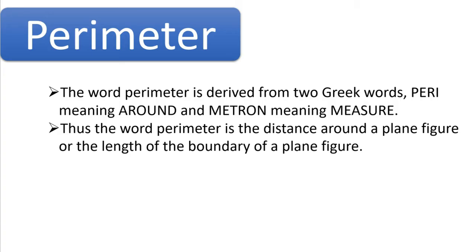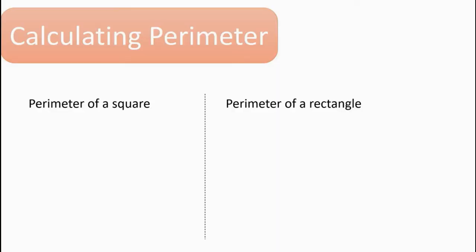Perimeter. The word perimeter is derived from two Greek words, peri meaning around and metron meaning measure. Thus, the word perimeter is the distance around a plane figure, or the length of the boundary of a plane figure. Now we are going to have a look at some formulas to help us calculate perimeter.